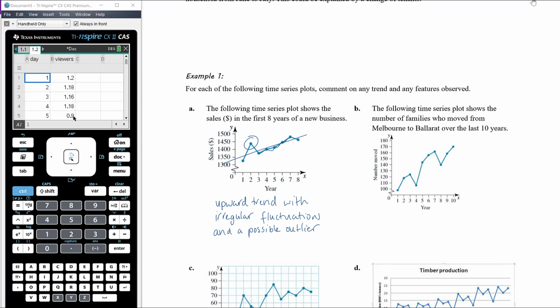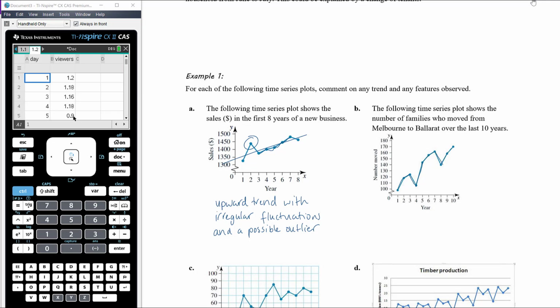Okay, B. We're looking for trend. So again, I'm seeing a pretty clear upward trend here. We're also seeing, I would say, a repeating pattern here. So up quite a lot in the first year, up a bit less in the next year, and then a dip in the fourth year. Okay, up, and then a dip, up, and then a dip.